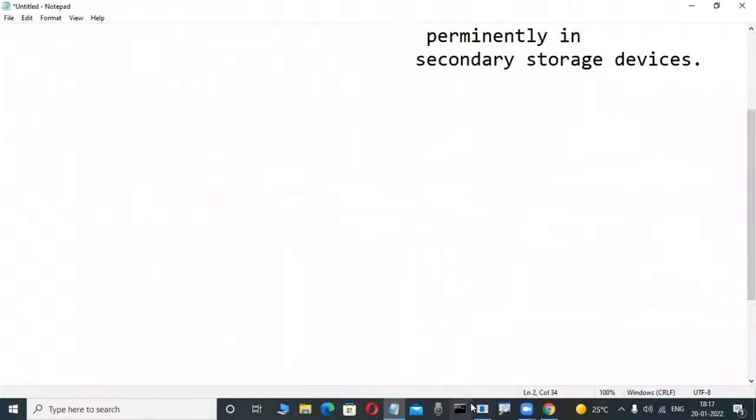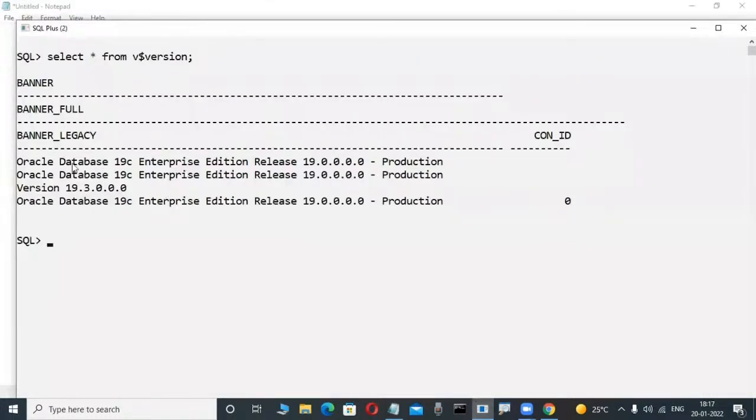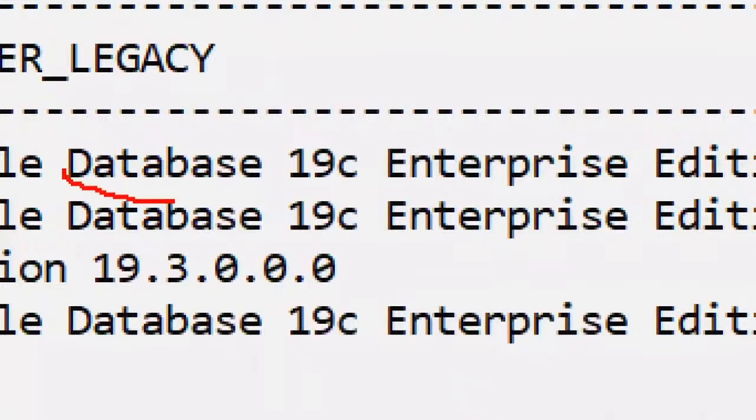Now check it out, concentrate here. For example, don't worry, suppose this is an Oracle database in my system. So many classes we are learning, so we are teaching.